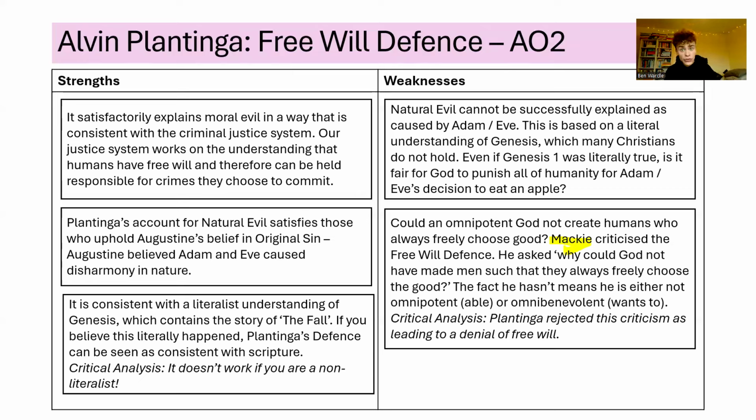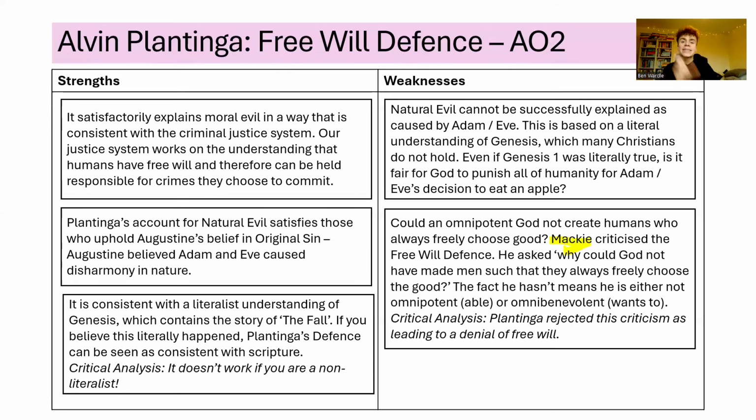And the fact that he didn't do that, the fact that he just gave us free will with the risk of us then committing evil. And remember, God's omniscient, so he knew what was going to happen. That, for Mackie, is a massive problem. And he says that means that the free will defense is fundamentally flawed, because God could have made us free, but in a way that we always freely choose the good. Because he's omnipotent, he can do anything at all.